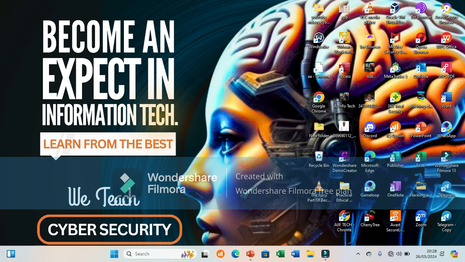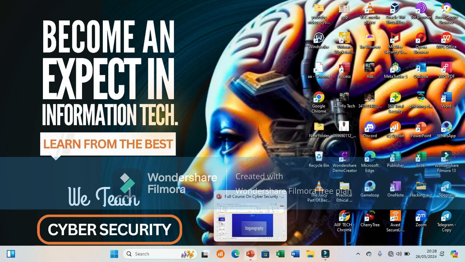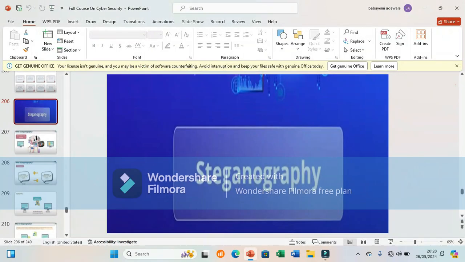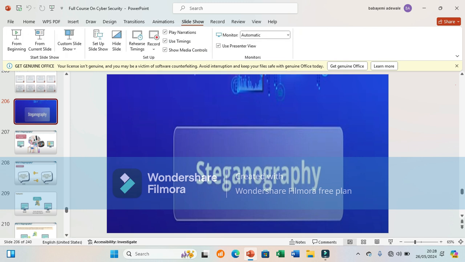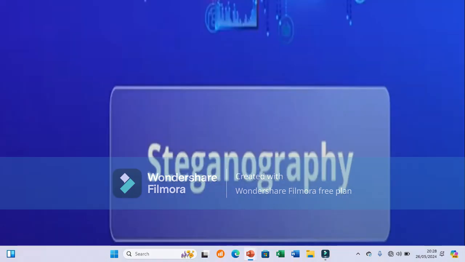On to this one: what is steganography? What is it all about? How can it be established? This is what we actually want to talk about.